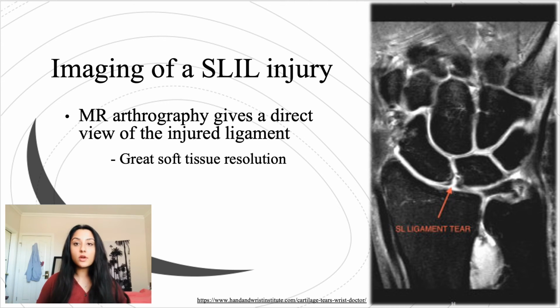In this image, MR arthrography gives a direct view of the injured ligament. This is an MRI where fluid is injected into the wrist, and it's commonly used for wrist ligament injuries as it provides great soft tissue resolution. Here is a tear of the scapholunate ligament, indicated by the red arrow.